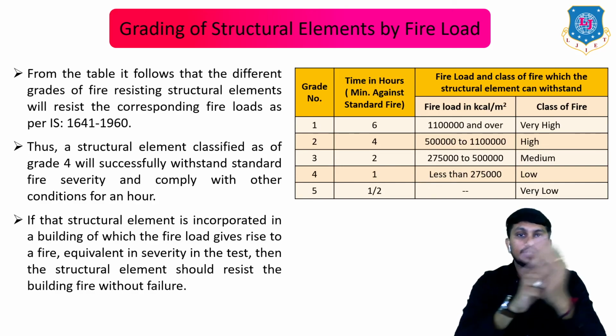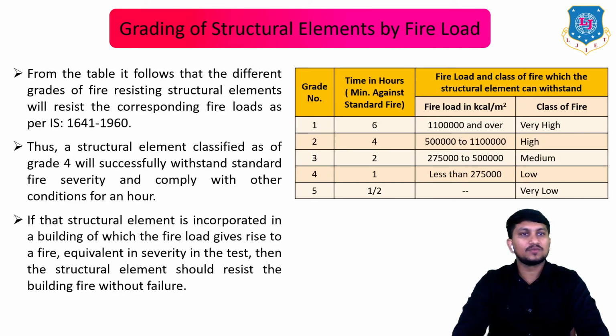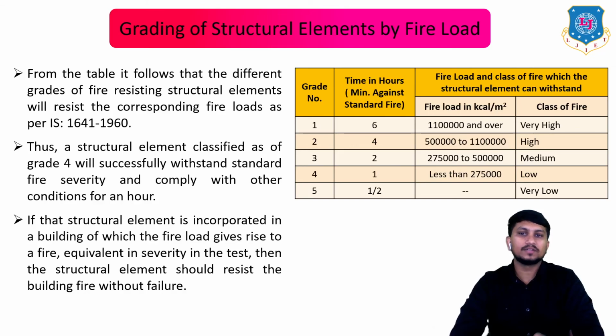So you can clearly see this table in which a number of grades are given, and based on grades, the minimum time in hours against standard fire is given. And based on that, the fire load and class of fire which the structural element can withstand is given. In this table, you can see the second column, which is time in hours, based on grade number. This is the most important factor in saving the persons who are in a building which is liable to fire. If grade number one is there, there is a total of 6 hours of time for people to escape. After 6 hours, structural elements in the building can fail.